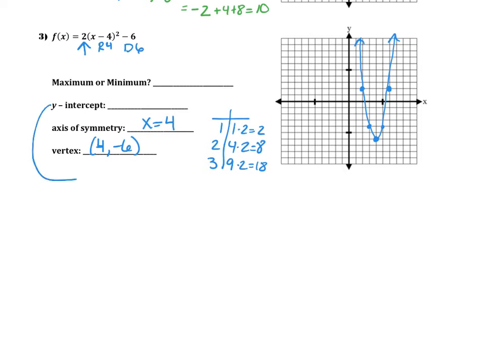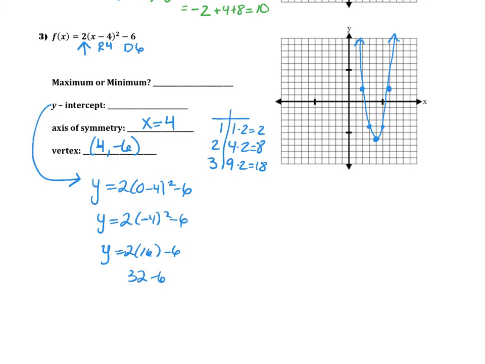So if I want to solve for the y-intercept, I'm going to plug in 0 for x. So 0 minus 4 squared minus 6 is going to be 2 times negative 4 squared. 2 times 16 minus 6, that'd be 32 minus 6, which would be 26. So my y-intercept is 0, 26.